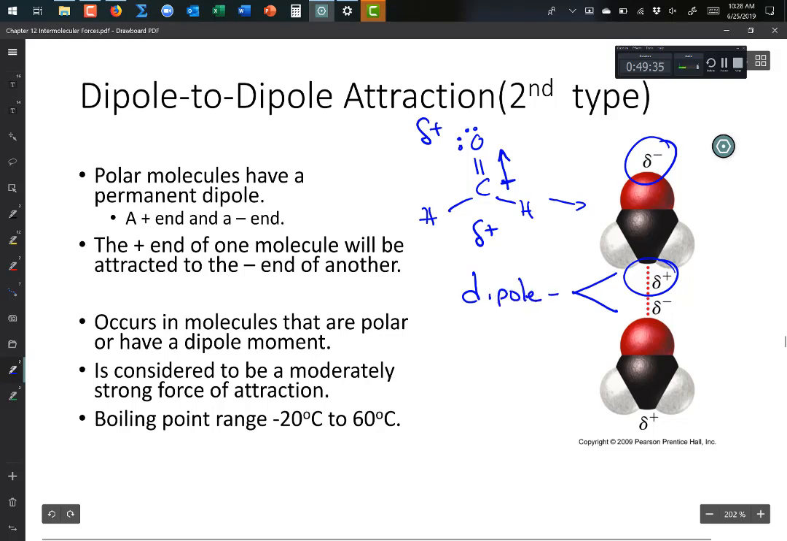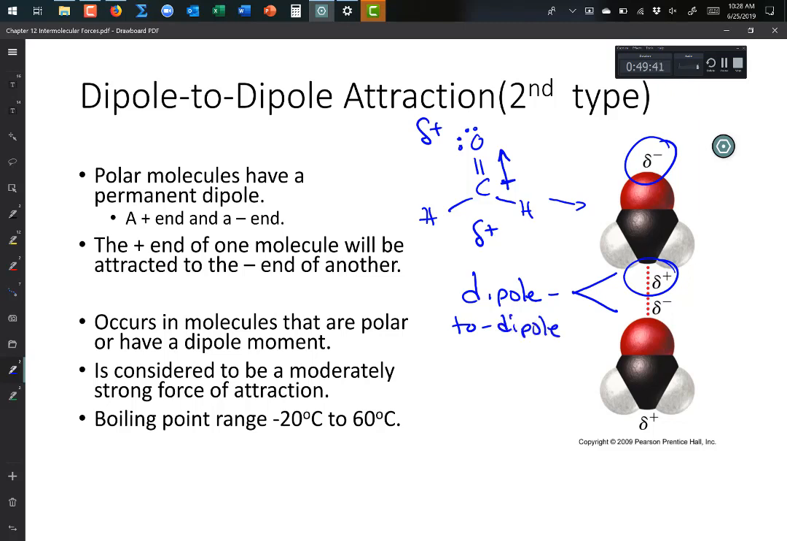Dipole, and they often say dipole to dipole to be really clear, but most of the times we can just get rid of the two and just say dipole-dipole. It's the dipole of one molecule interacting with the dipole of the other. The bigger the dipole, the stronger the force of attraction.